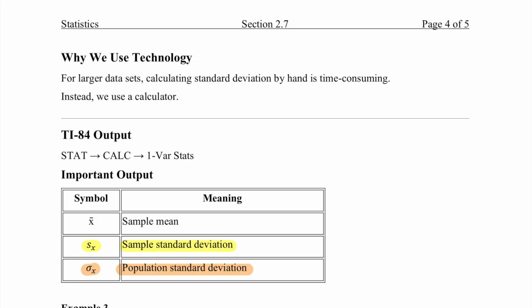If the problem asks for the sample standard deviation, use Sx. If the problem asks for the population standard deviation, use sigma x. A good habit is to ask yourself, am I working with a sample or a population? Once you answer that question, you know which value to use.